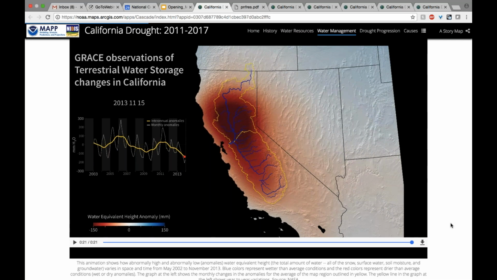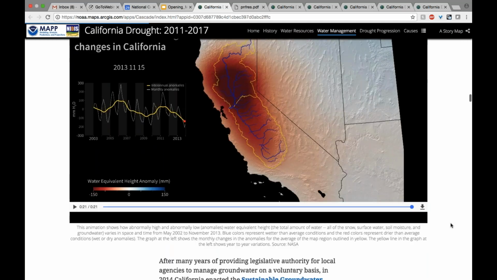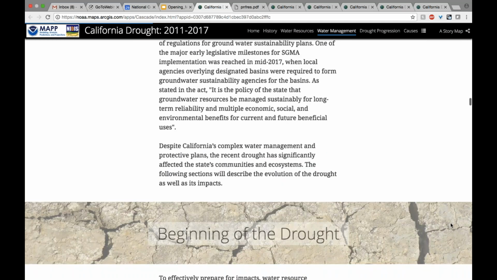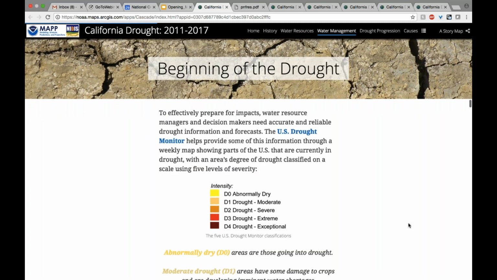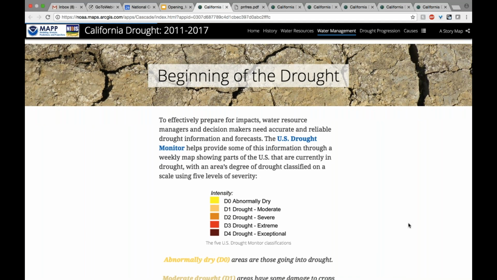And with that, Allie, I don't think we need to take too much more time on water resources. We can go ahead and let the folks get started on the progression of drought. This story map moves on then to look at how the last drought went through, and I'm going to pass it back over to Allie.